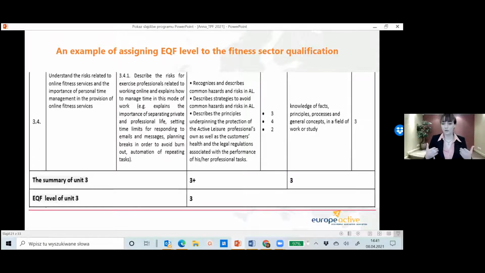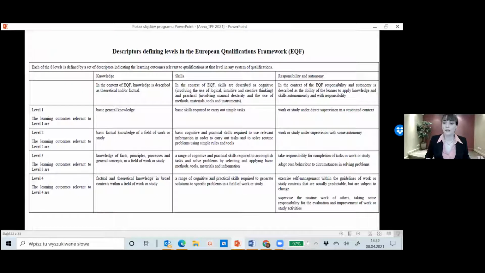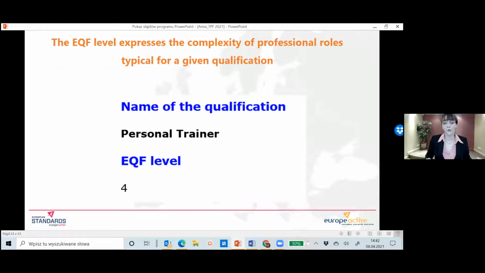When we are not sure which level is the best for a particular learning outcome, we use again the responsibility and autonomy descriptors from the general EQF table. So the process is complex, it's transparent, and this is important information for you, that we are not guessing which is the level of qualification. Probably some of you know that the personal trainer qualification is on level 4.